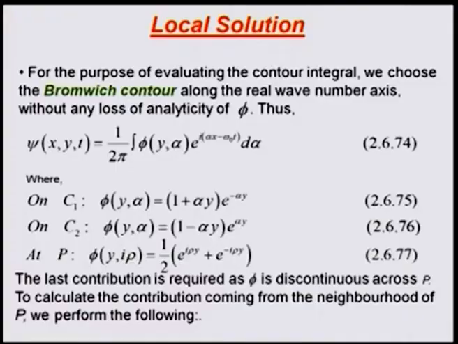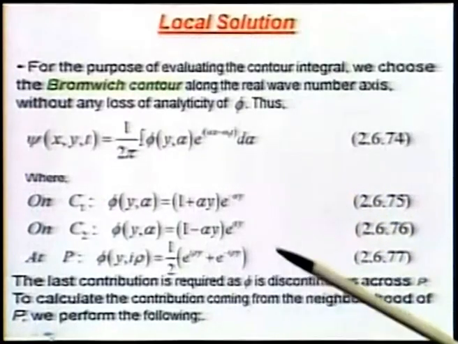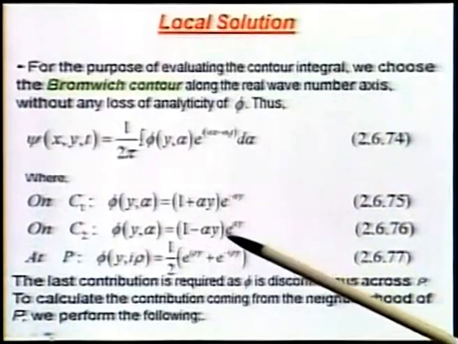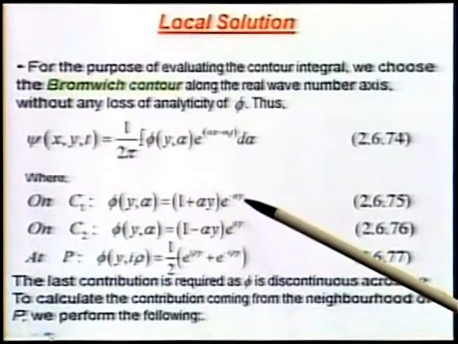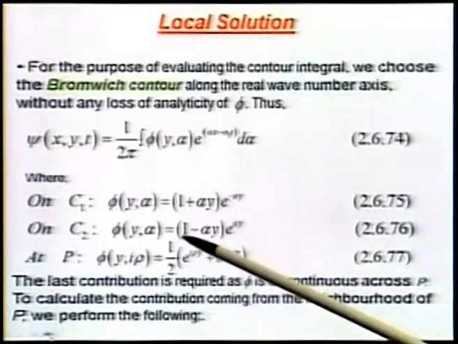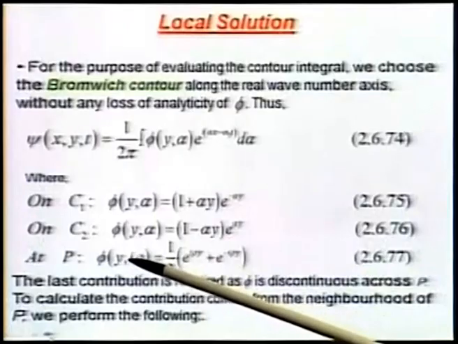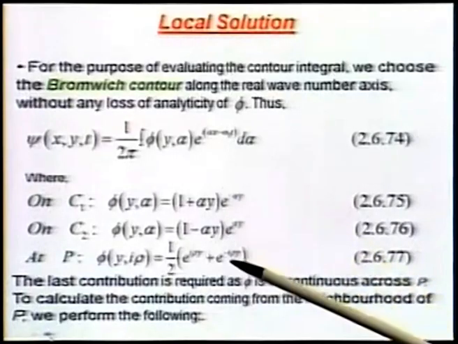we are performing this integral, and on C1, the right segment, we have phi y of alpha given like this, (1 plus alpha y) e to the power minus alpha y. On the left part, the left half plane, we'll write (1 minus alpha y) e to the power plus alpha y. And at the point P, what happens? Well, you'll have to take the average of the left and right limits. That you can do.